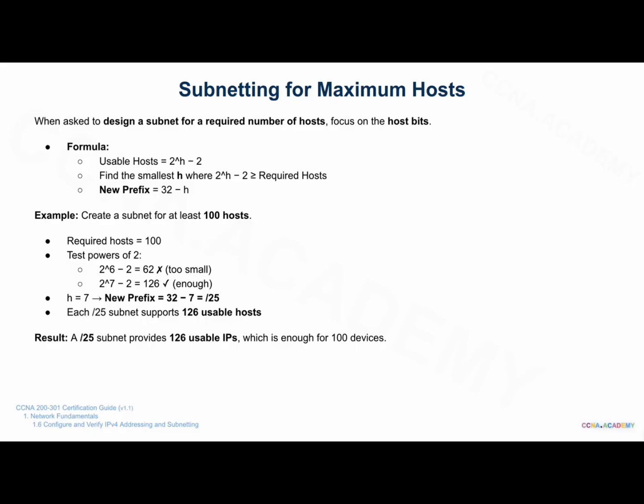Now, to find the prefix, subtract 7 from 32. 32 minus 7 equals /25. A /25 subnet supports 126 usable hosts, which is more than enough for 100 devices.